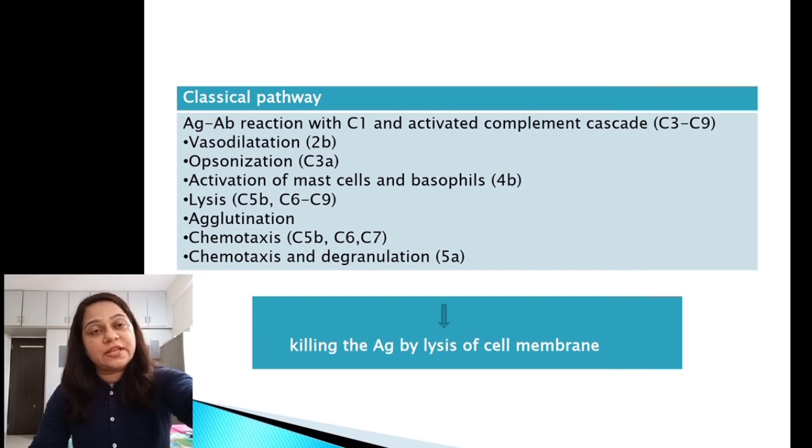Here the antigen antibody reaction with complement 1 activates the complement cascade. This causes various reactions by formation of different complement complexes in the pathway: vasodilatation, opsonization, activation of mast cells and basophils, lysis of the cell, agglutination, chemotaxis and degranulation. All these mechanisms can be activated by the classical pathway, which finally causes killing of the antigen by lysis of the cell membrane.